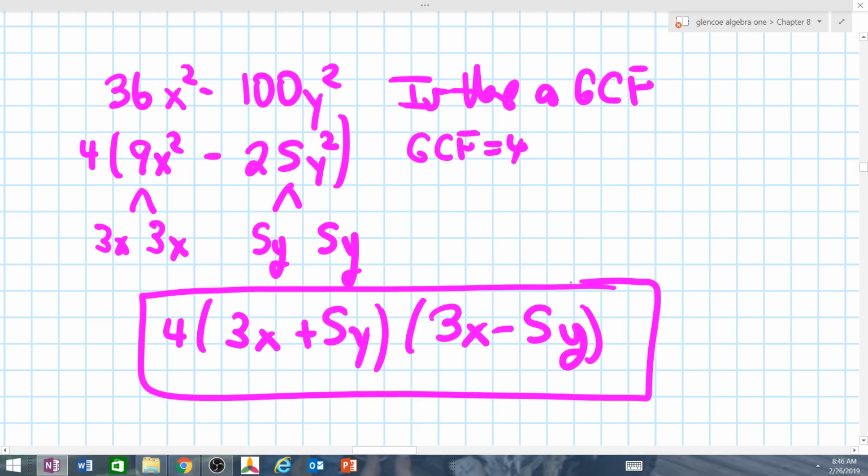If it's not a perfect square, then maybe that's as far as you could factor it. So if it was a plus sign here, then maybe your answer would have been 4 times 9x squared plus 25y squared. There's positive and there's minus. There is one negative.